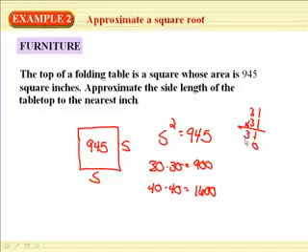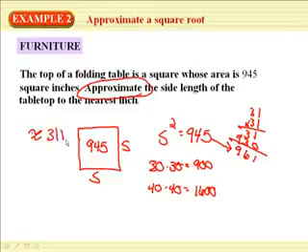And I don't know how the book does it. This is just the way I'm wanting to do it. 961. So I know then that it's between 30 and 31. Okay? So I think, let's see, 30 and 31, 945 is closer to 961. So it said approximate it, so we don't have to have the exact. So I say it's closer to 31, so we're going to say it's about 31 inches.